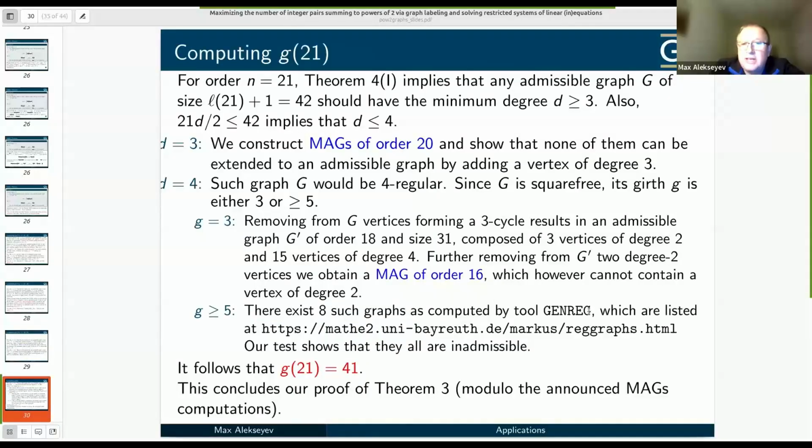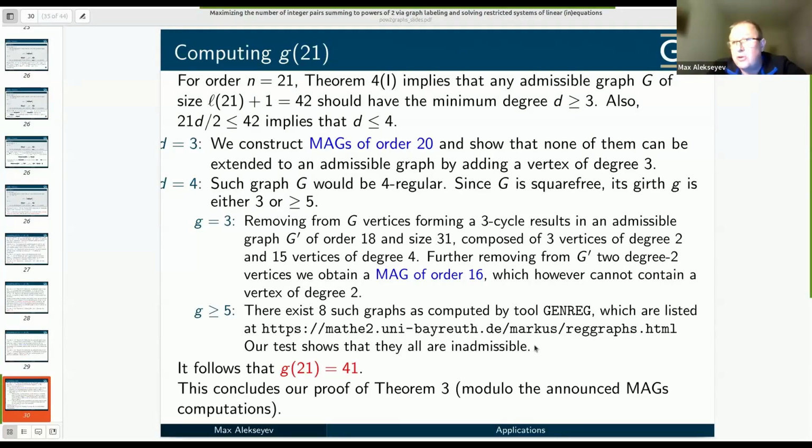They were already constructed by a tool called GenReg, and those graphs can be obtained from this website. So for me, it was just to take those graphs and test them for admissibility. It turns out again that no such graph is admissible. So we conclude that G of 21 is equal to 41. And this concludes the proof.